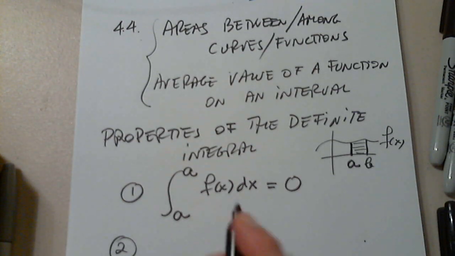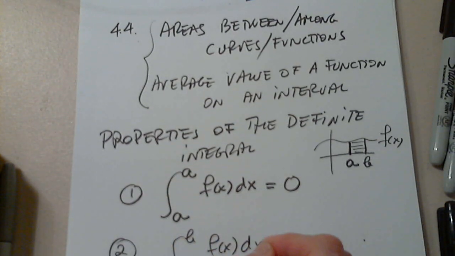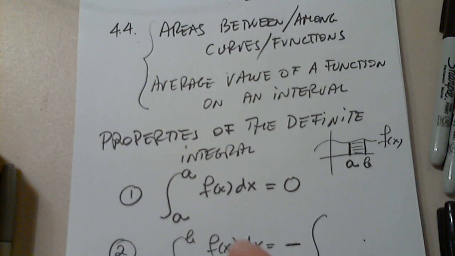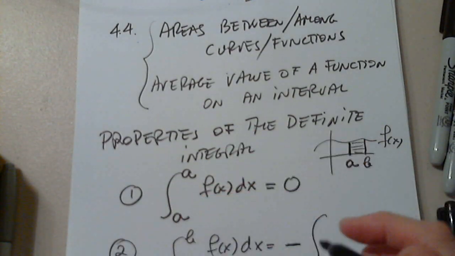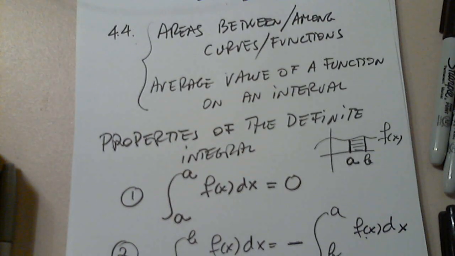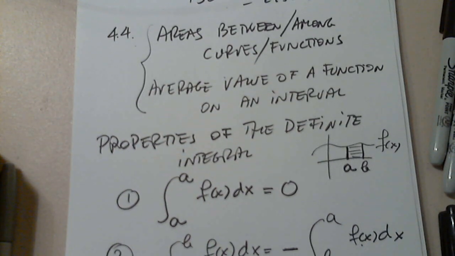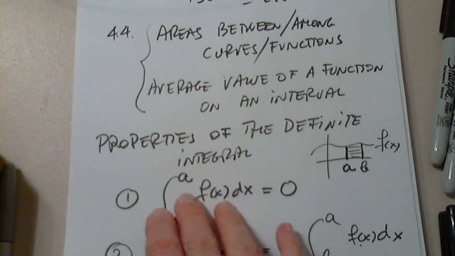Awesome. Good. The integral from a to b of f of x dx is the opposite of the area when I flip the limits of integration, from b to a of f of x dx. This is another property. So if I have the integral from 1 to 5, it's the opposite of the integral from 5 to 1. Here's another property.